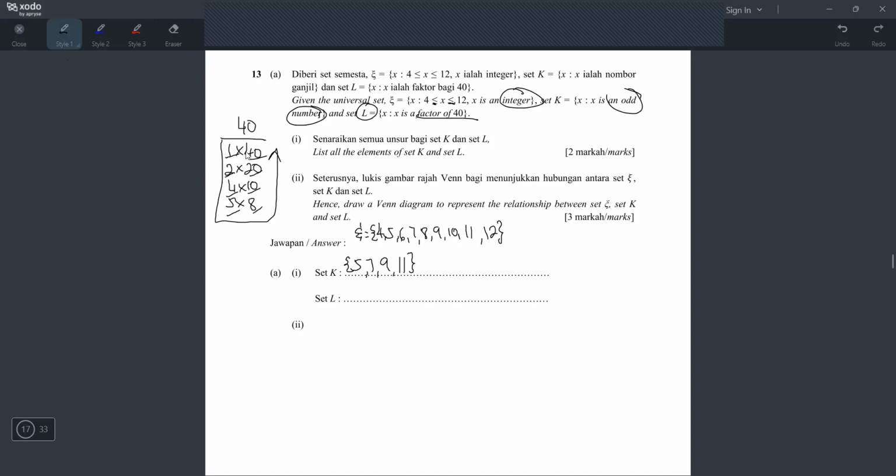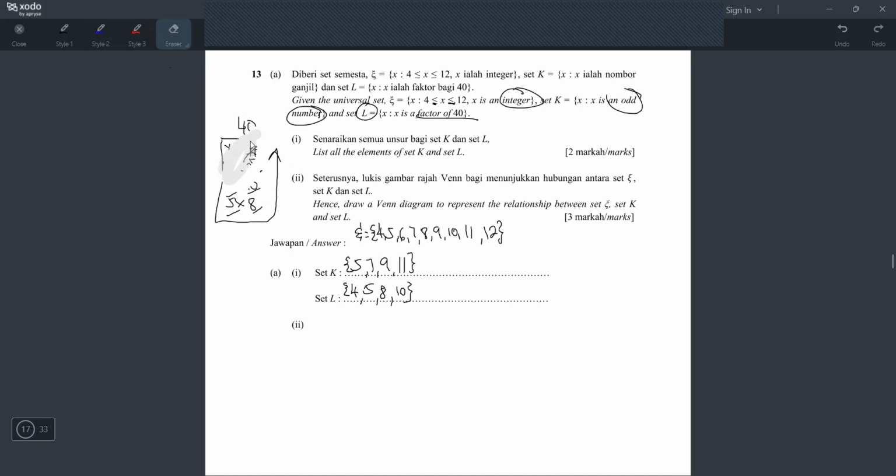But you cannot write all of them. You can only write those that are in the universal set. Make sure you open the curly bracket. 4, 5, 8, 10 are okay. 20 cannot, because 20 is not in the universal set. 40 is not in the universal set, 1 is not, 2 is not. So you only write those in the universal set. So 4, 5, 8, 10. Okay, let's do number 2.